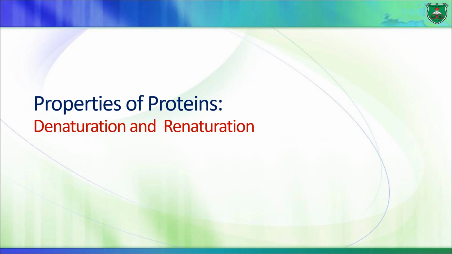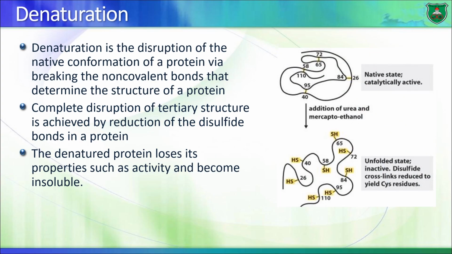Well, same thing with proteins. They can be denatured and they can be renatured as well. So denaturation is basically disruption of the native conformation, the three-dimensional structure of the protein, via breaking non-covalent bonds within the protein structure. Okay.